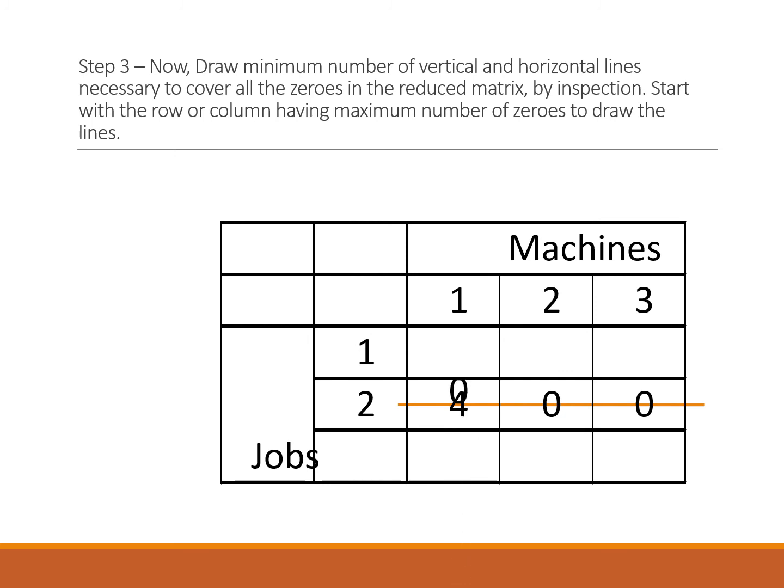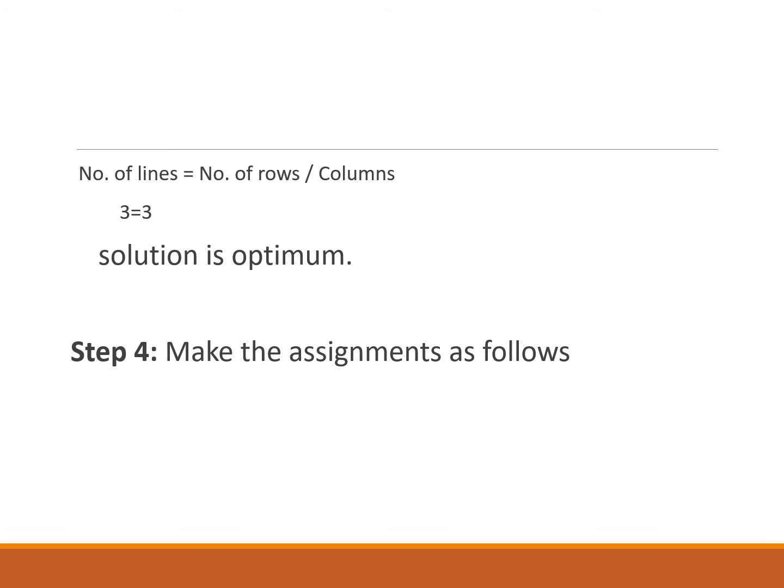So next move on to the first row, draw the lines which cover the maximum number of zeros. Then next, row 3 has a single zero, again draw the horizontal line which covers that particular zero. So here our number of lines is equal to the number of rows and columns. The number of lines is 3 and the number of rows and columns is 3. Therefore your solution is optimum.